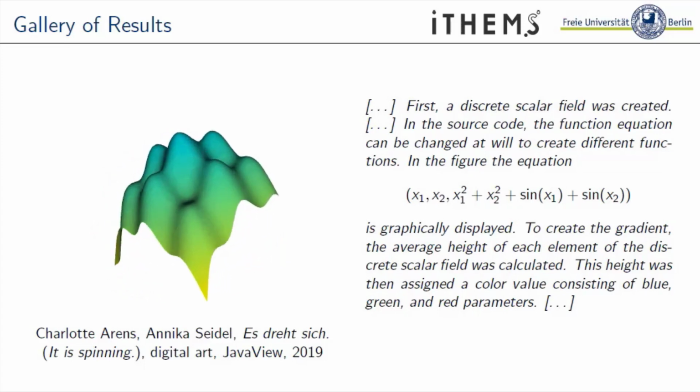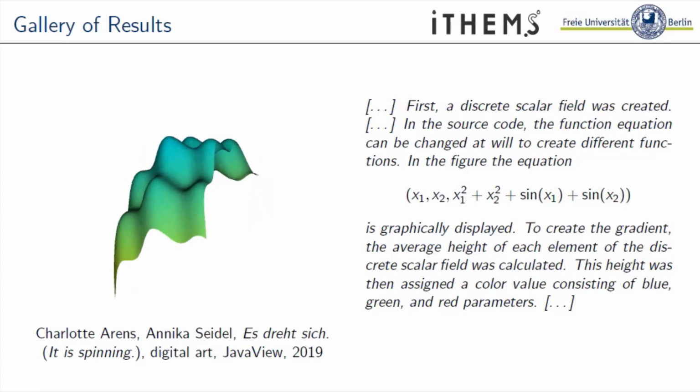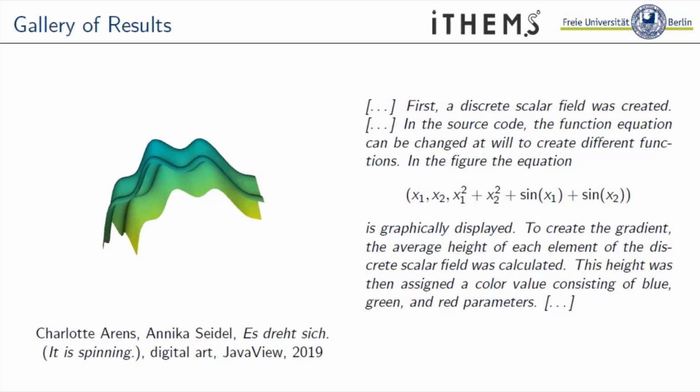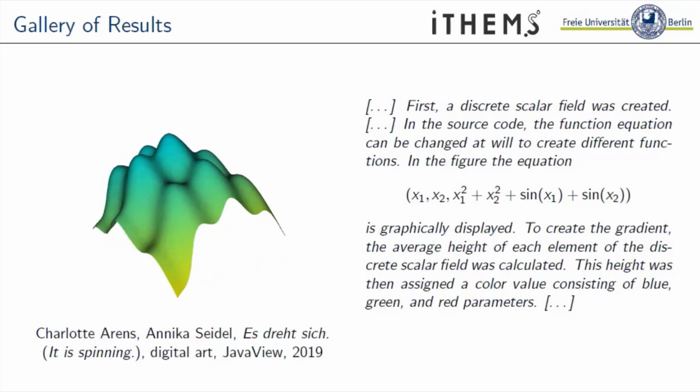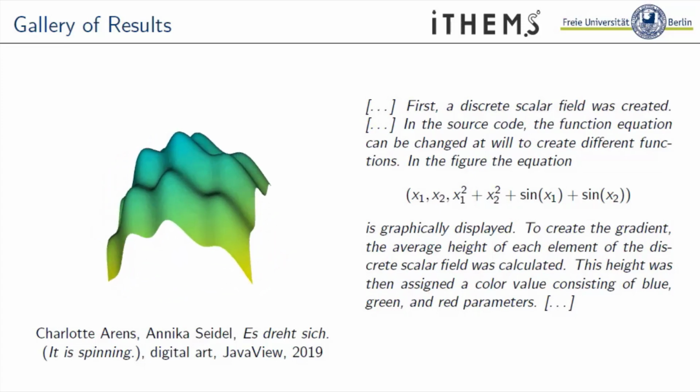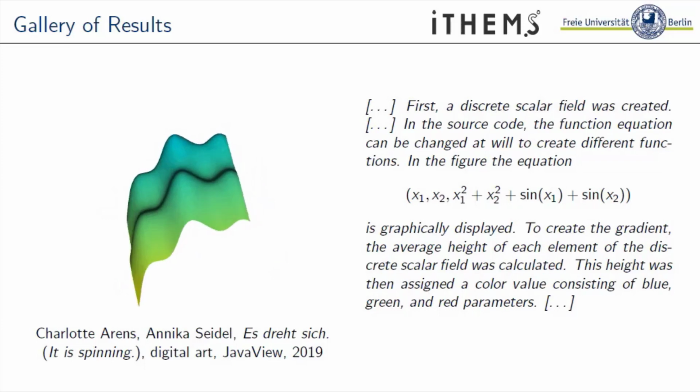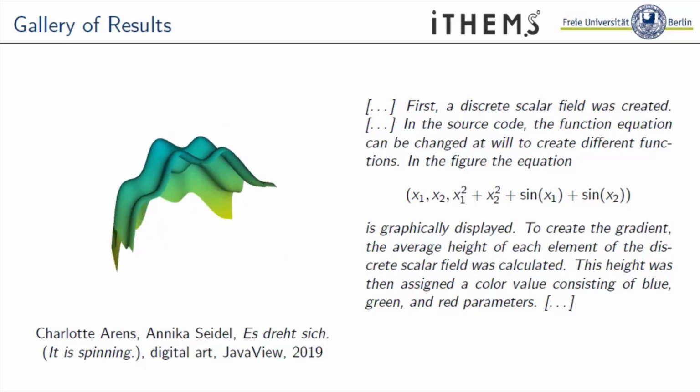To create the color gradient, the average height of each element of the discrete scalar field was calculated. This height was then assigned a color value consisting of blue, green, and red parameters.